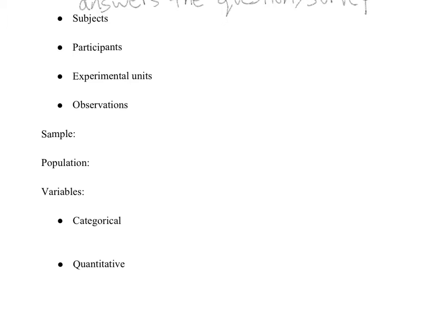Next, our subjects. Respondents could be considered subjects, but subjects are anyone or anything that we experiment upon. So, people we experiment on.